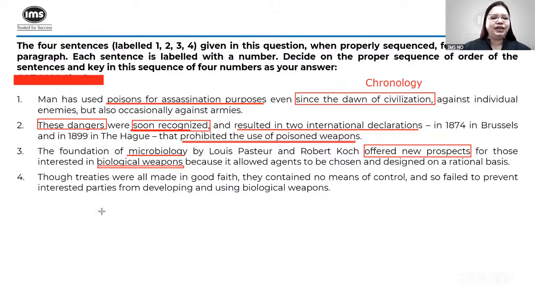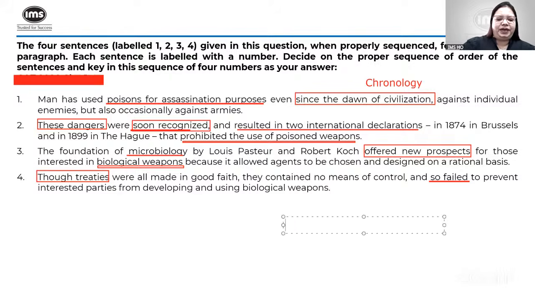Now you can clearly see 2 and 4 are a link, correct? 2 and 4 are a link because 2 talks about signing these declarations that prohibited the use of poisoned weapons. And 4 is saying that though these treaties were all well created, they actually failed because they did not have any means of control, correct? They failed. So clearly 2-4 is a pair, right? Undoubtedly. And we may also all agree that 1 should start because chronology wise too, we're talking of the dawn of civilization there.